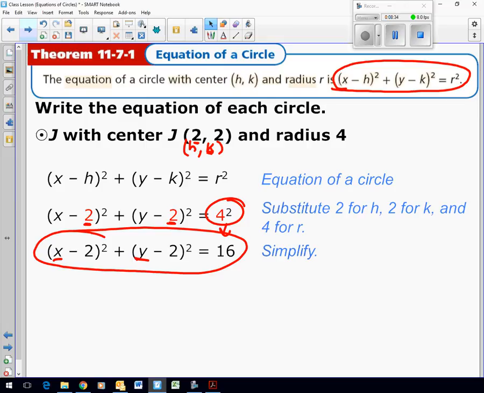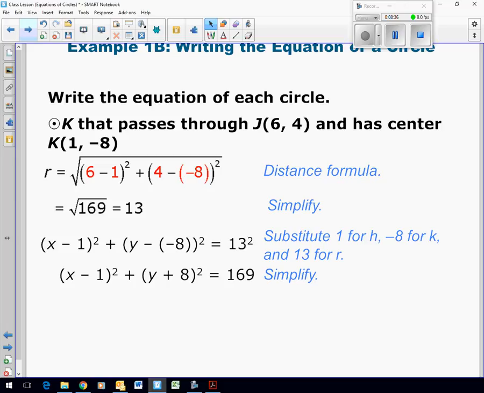Okay? Alright. Write the equation of each circle. Circle K, check it out, passes through J and has a center at K. Alright, K is the center. What does that mean? You got H and K. So anytime you see center, you need to put H and K, because that's what you're going to be plugging in right here, okay?